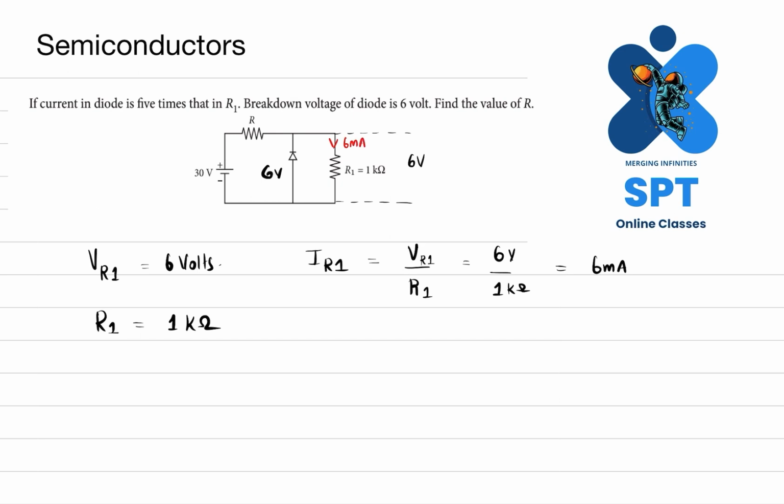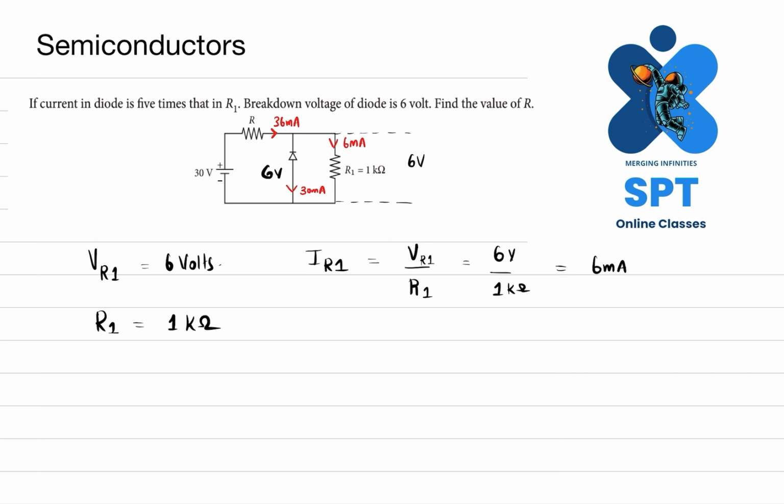So what will be the current flowing through the diode? Current flowing through the diode, which is the reverse current here in this case, you can see the diode is reverse biased, so that will be 5 times, which is 30 milliampere. Understood? 5 times the current flowing through R1 means 5 times 6 milliampere is 30 milliampere. So together what you will get? Together you will be getting 36 milliampere flowing through resistor R.